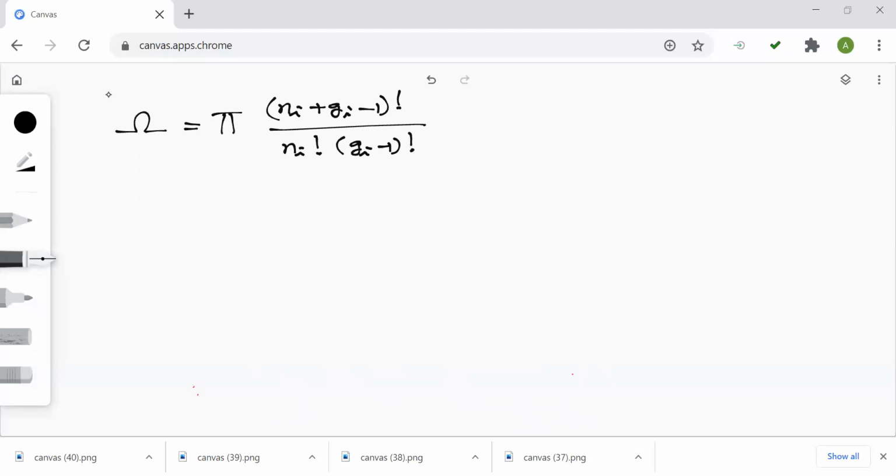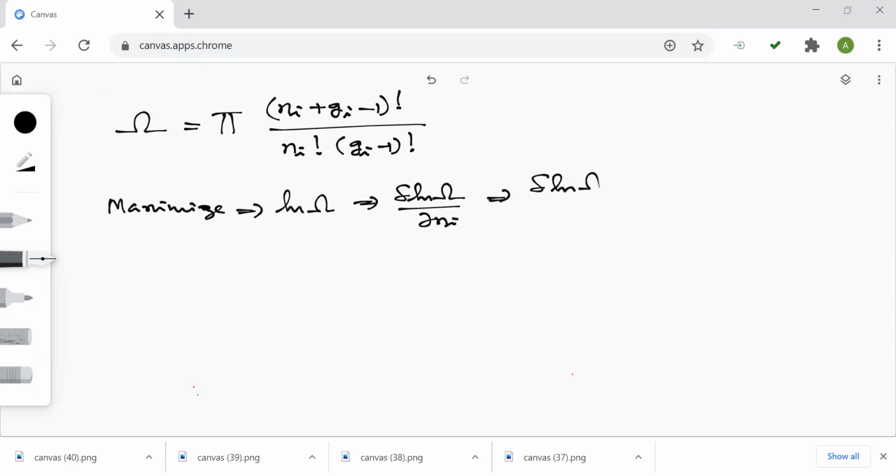This is a general formula. How to maximize this? First take the logarithm, then differentiate this logarithm of omega with respect to the number of particles, then put this value equal to 0. These are the steps we should do. I'm not going to do it, I'm going to give you the idea.